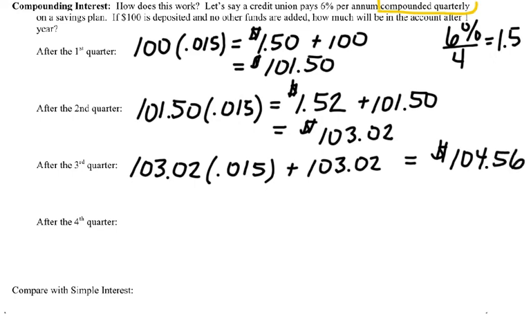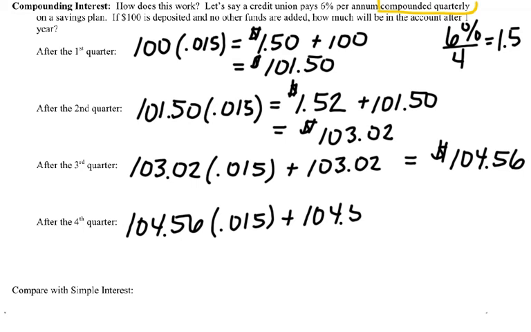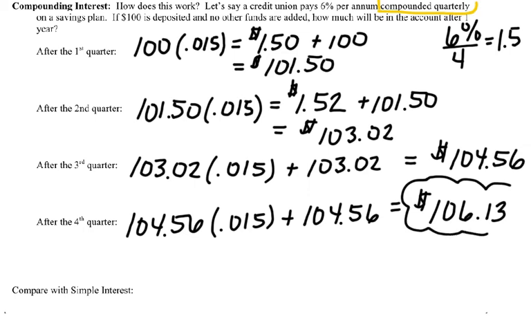Finally, one more time. Last quarter, we're looking at having $104.56. The bank will give us our 1.5% interest. We'll add it back to the $104.56 to get our grand total, which is after 1 year, $106.13. So this is how much money I'd have after 1 year if my interest is compounded quarterly.